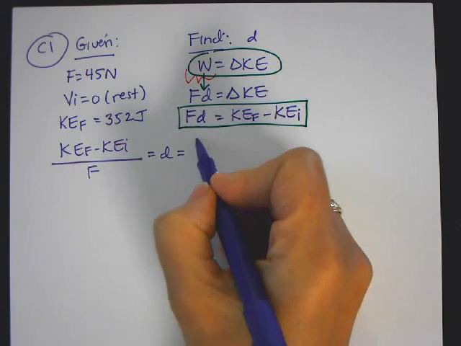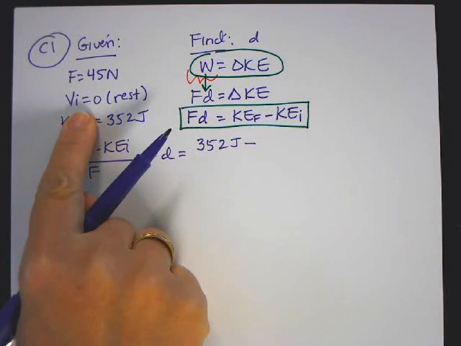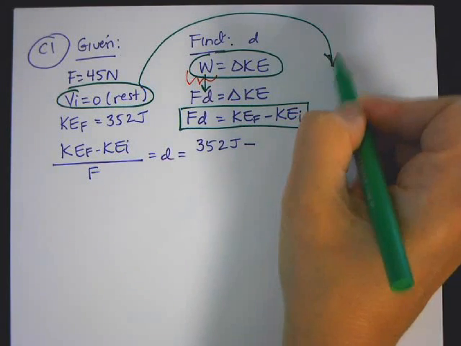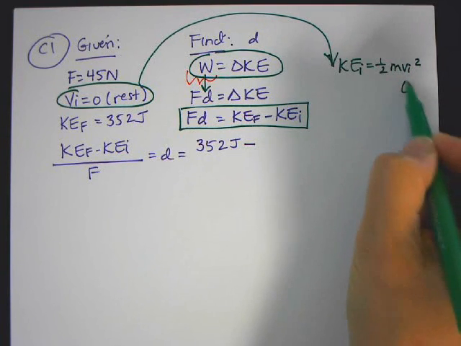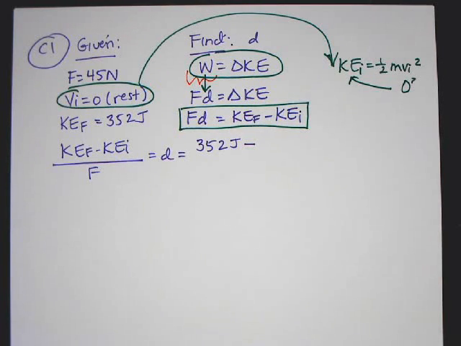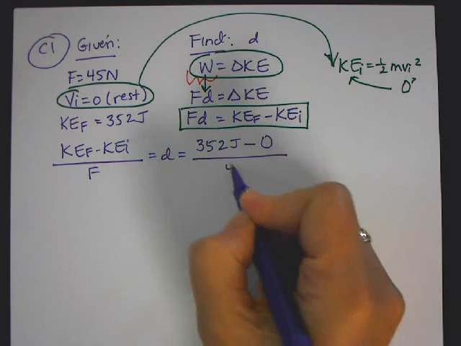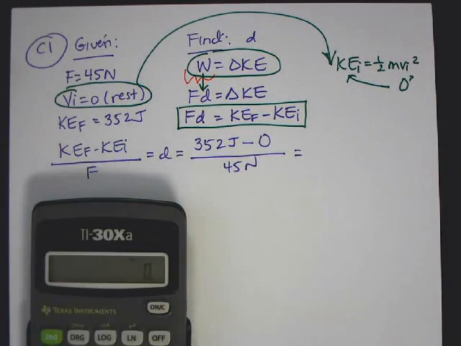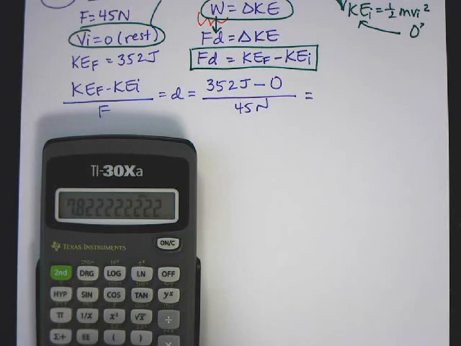So KEF is 352 joules minus, if it starts from rest, does that mean something? Remember that kinetic energy, so KEI is 1/2 mVI squared. So if VI is 0, the whole thing is 0, isn't it? So it's going to be 352 minus 0 divided by 45 newtons. Now when I look at the math part of it, I take my calculator and I have 352 divided by 45, and that comes out to be 7.8.